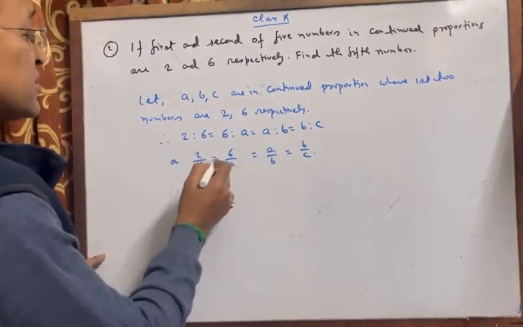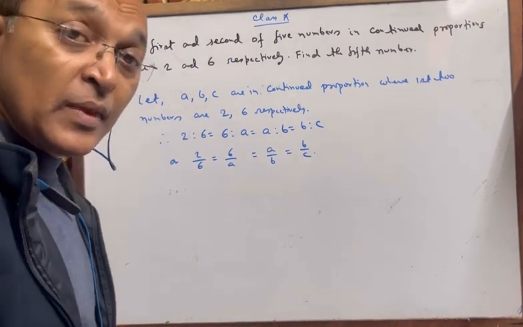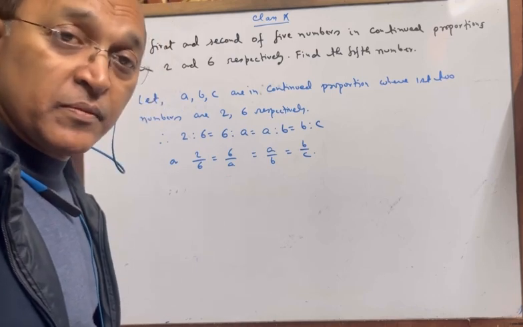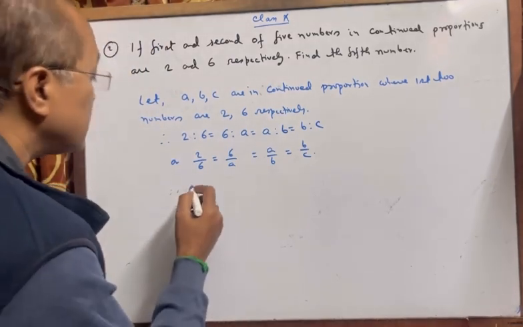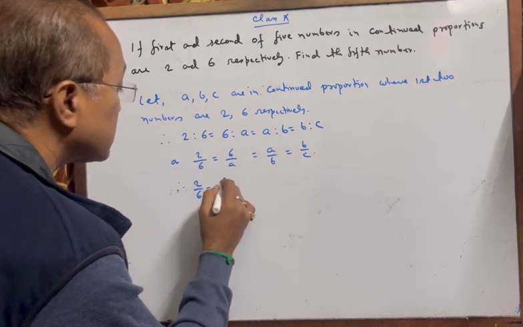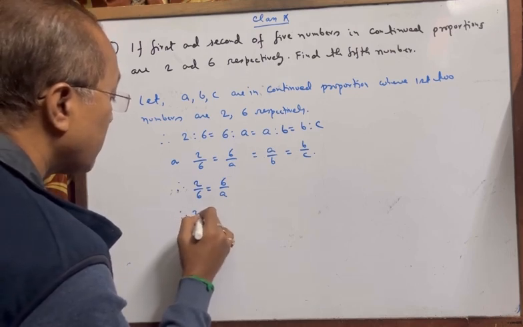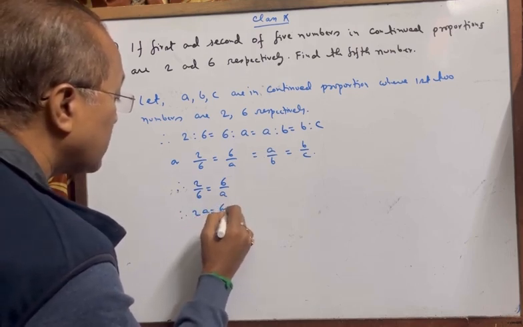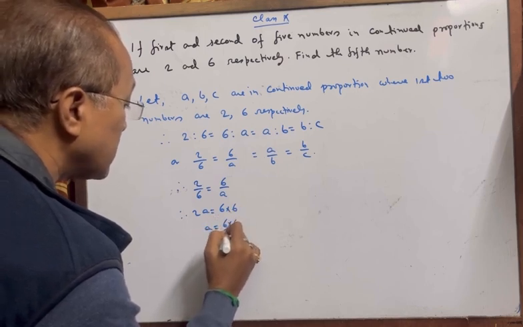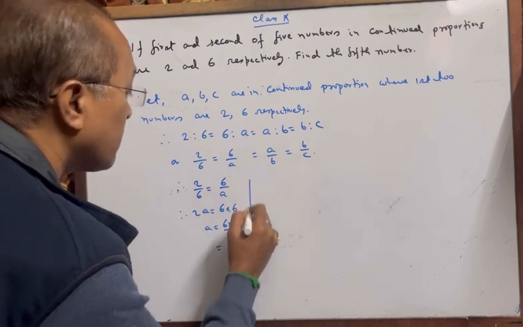2 by 6 is equal to 6 by A is equal to A by B is equal to B by C. That's why they are in continued proportion. Okay. Therefore you can say 2 by 6 is equal to 6 by A. That is 2A is equal to 6 into 6, or A is equal to 6 into 6 by 2, that is 18.